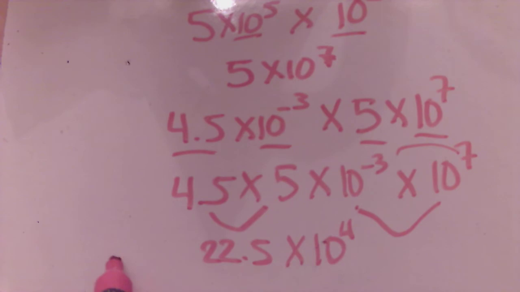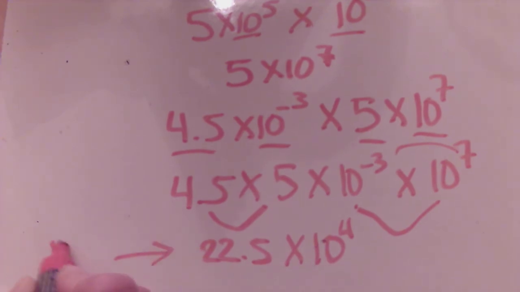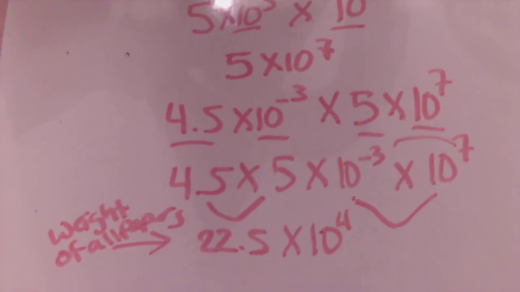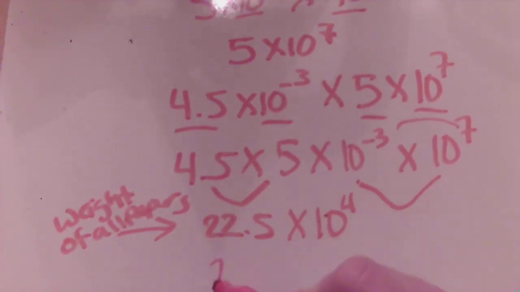And this right here is the weight of all the papers. Now, if you want to turn this into standard form, you can, because you all know at this point that if I take 22.5 and multiply it by 10 four different times, I'm going to just move that decimal point 4 places and end up with this as my answer.